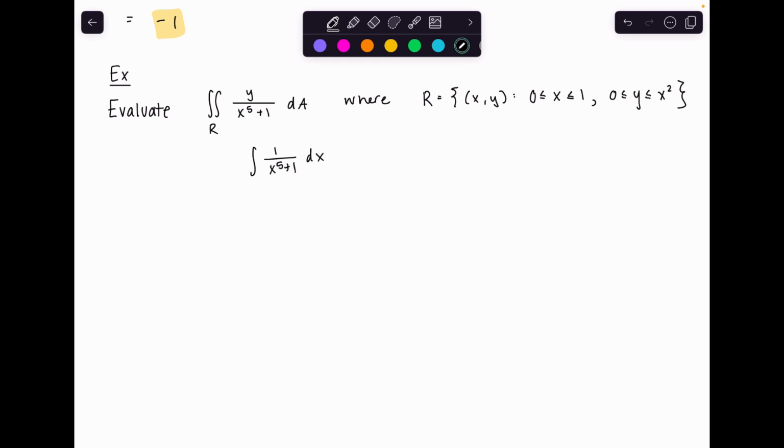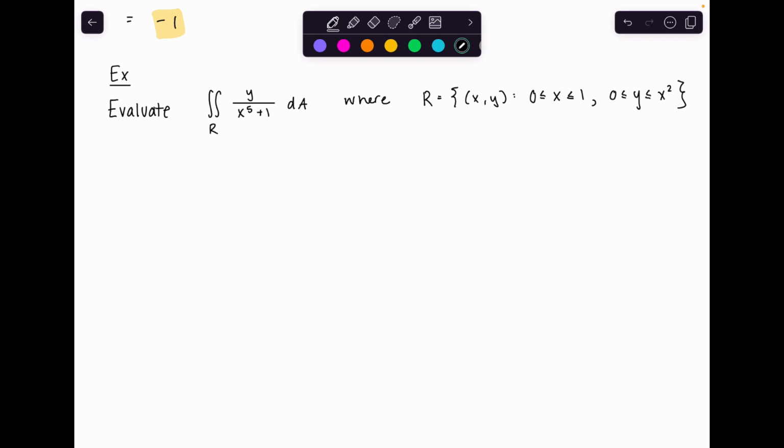And I really don't know that, because it's not quite a chain rule problem. If I let my u be x to the 5th plus 1, I'm missing the x to the 4th component to get sucked into the du. So this integration is way too complicated for me to want to deal with. So immediately that tells me integrating y first is going to be the better option between the two.